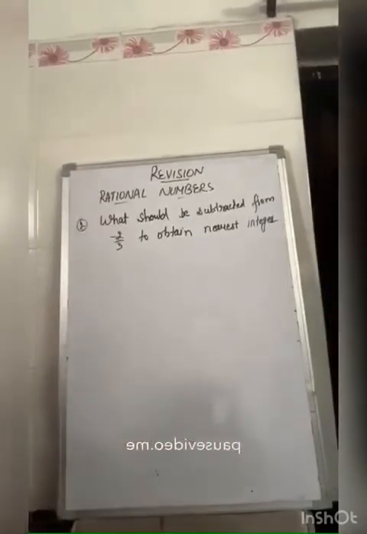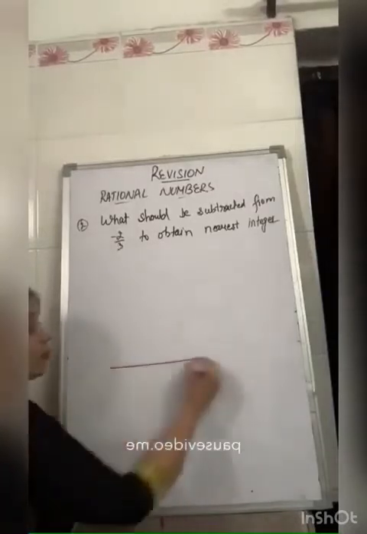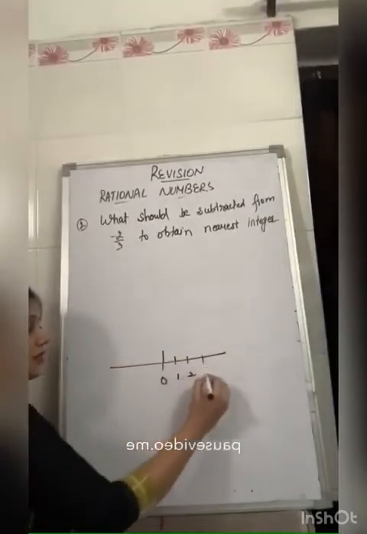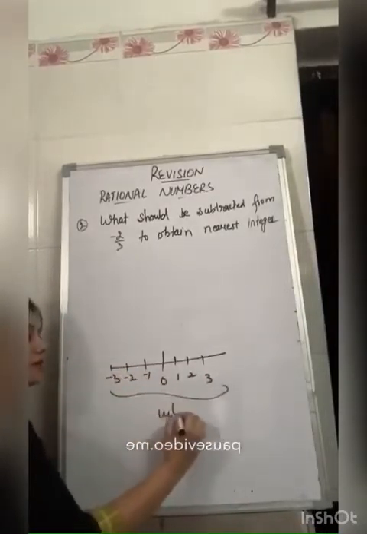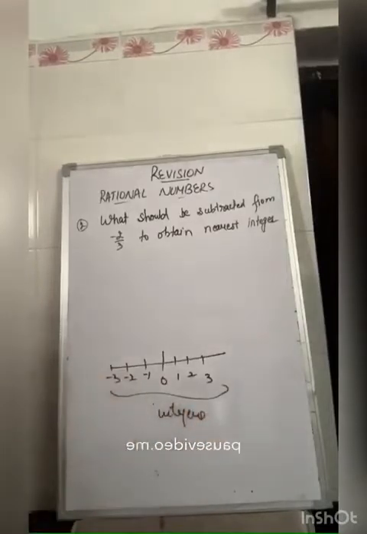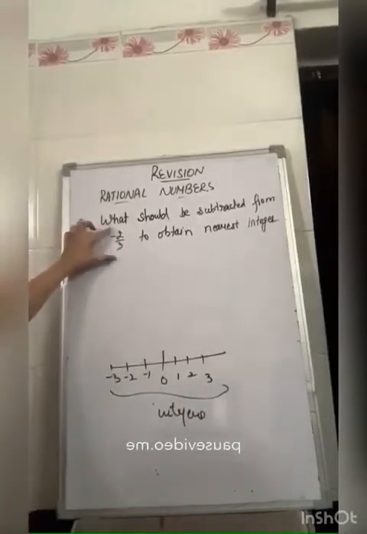Now beta, see the next question. What should be subtracted from minus 2 by 3 to obtain the nearest integer? To obtain the nearest integer to minus 2 by 3. Now, we know what integers are? All the positive numbers, the negative numbers, along with 0 form integers, right? Now we have a number minus 2 by 3. We want to see which integer it is nearer to.